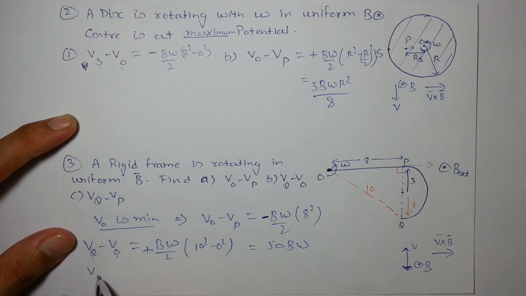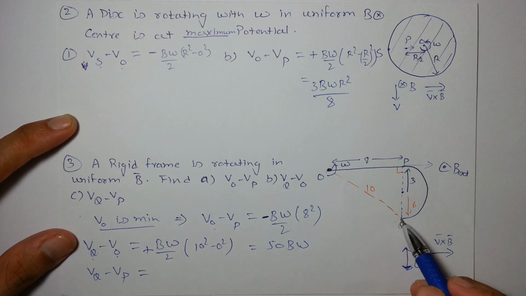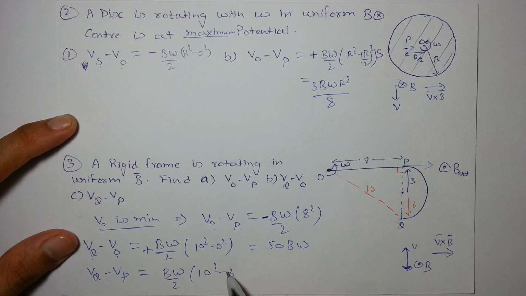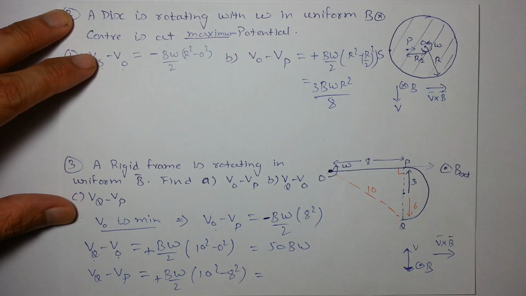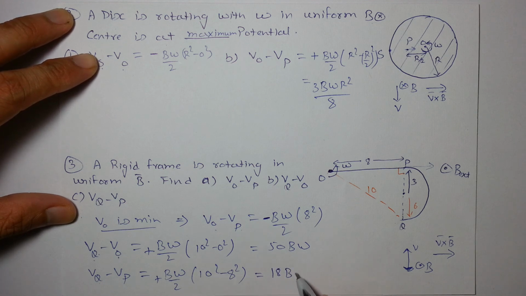The last one is Vq minus Vp. Again, Q is at a larger distance, so potential will be more. As the axis has minimum potential, and as we move away from the axis, potential increases. So Vq minus Vp is B omega by 2 times 10 square minus 8 square, and it will be positive because Vq is greater than Vp. That gives 100 minus 64, which is 36, by 2, so 18 B omega.